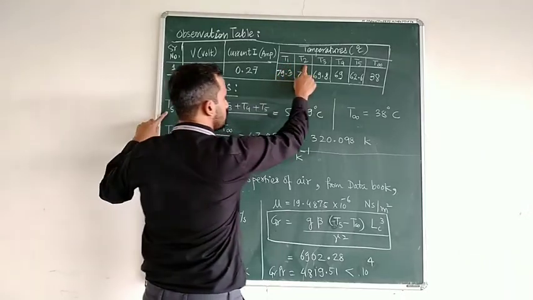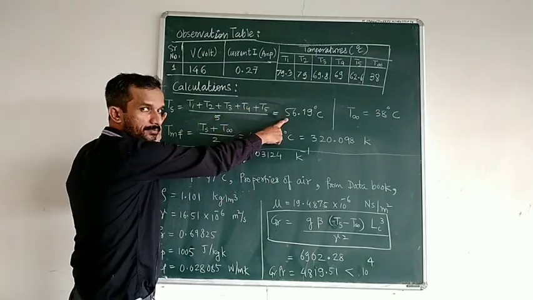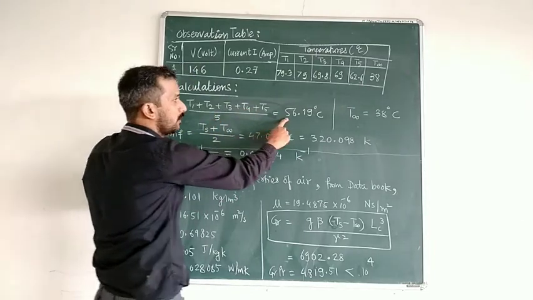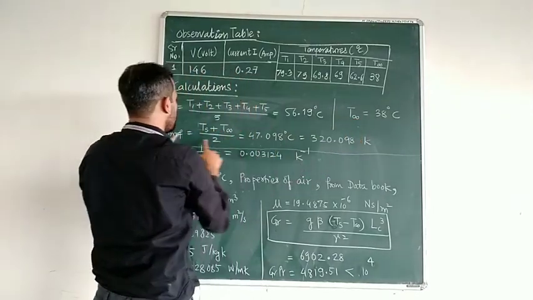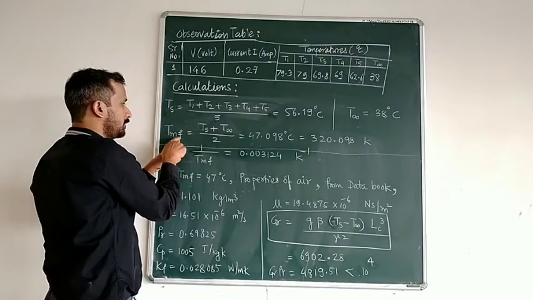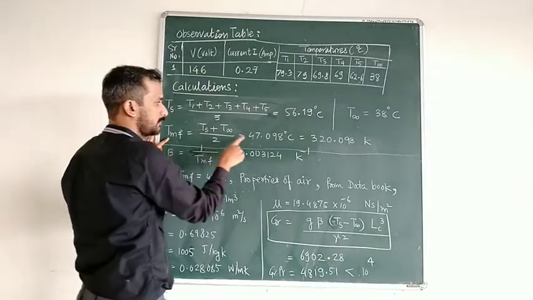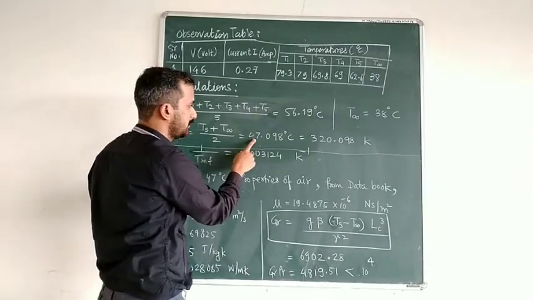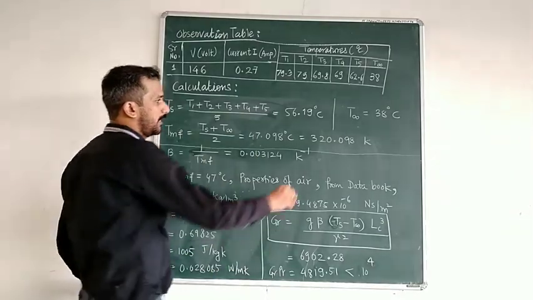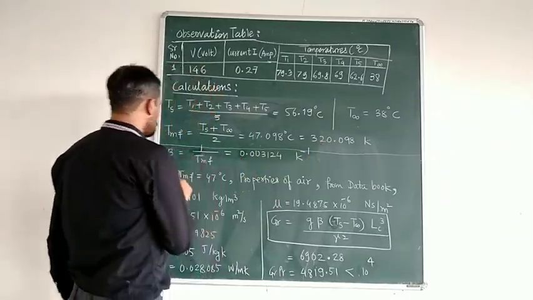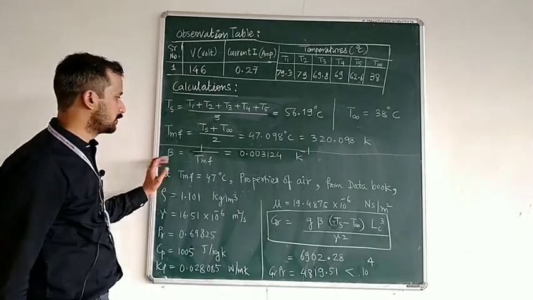So we have these 5 temperature readings. The average of these 5 temperature readings gives you the mean surface temperature of the fin. And this is the fluid temperature, the atmospheric air temperature. The average of them gives you the mean fluid temperature. So this is (Ts plus T infinity) by 2, the mean fluid temperature, that is 47 degrees Celsius. At this temperature we will see the properties of the air from the data book, and in Kelvin it is 320. So we will first find beta, the coefficient of volumetric expansion.